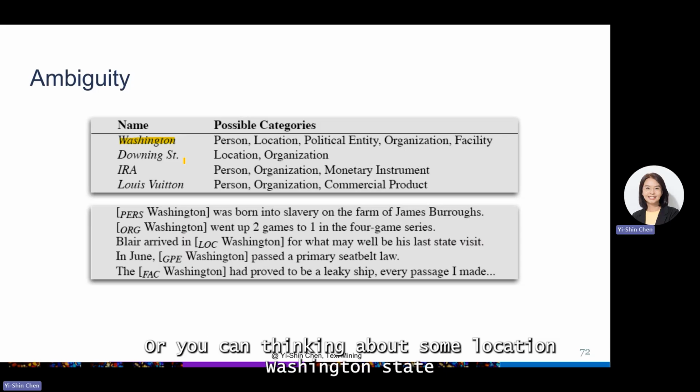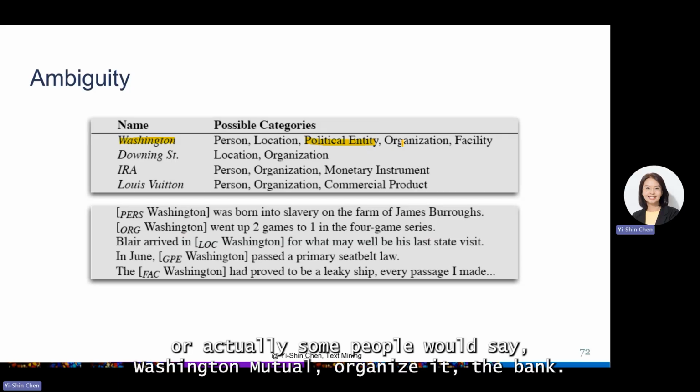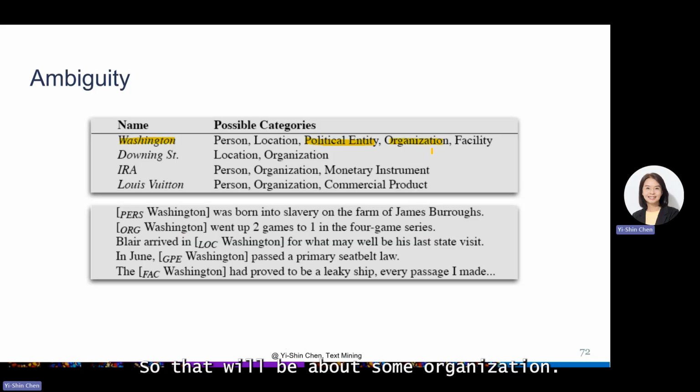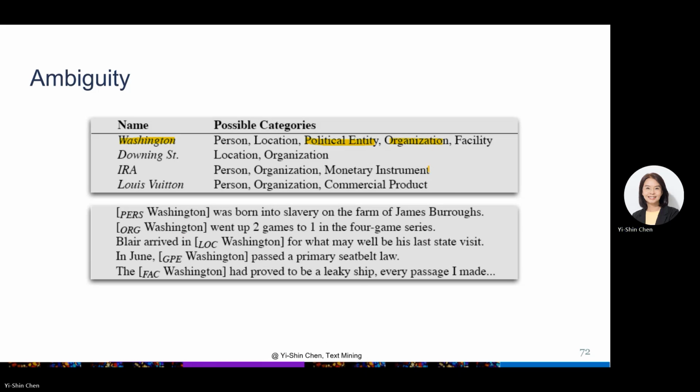Or you can think about some location, Washington State, or you can think about Washington, D.C., that is a political entity people mention to refer to the government of the United States. Or actually, some people will say Washington Mutual, the bank, so that will be about some organization. So you can see Washington can refer to different kinds of categories.